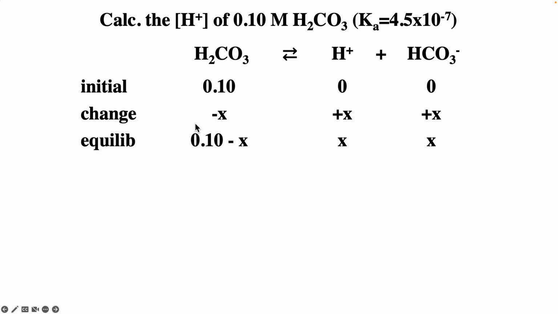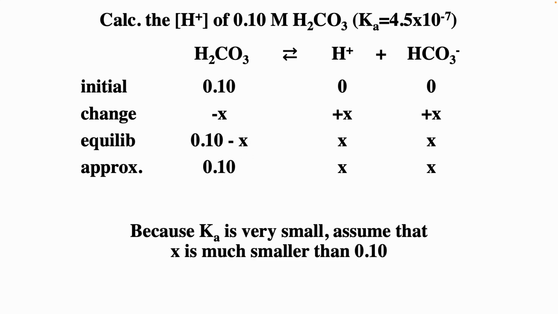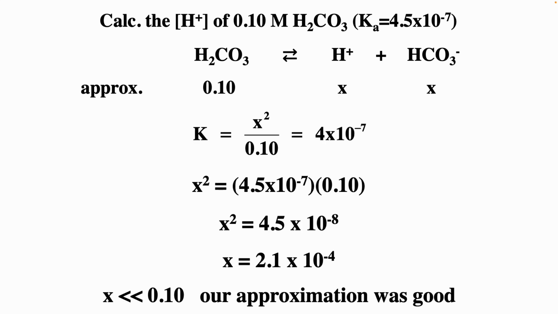And so equilibrium is initial plus a change. Now our K is really pretty small, and so we should have mostly reactants. So X is going to be negligible compared to 0.1. And so we're assuming that X is much smaller than 0.1. Now we have our equilibrium expression, hydrogen concentration times bicarbonate divided by carbonic acid.